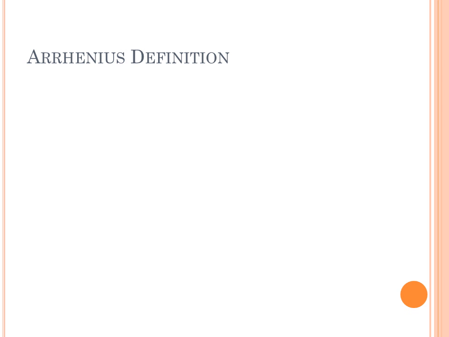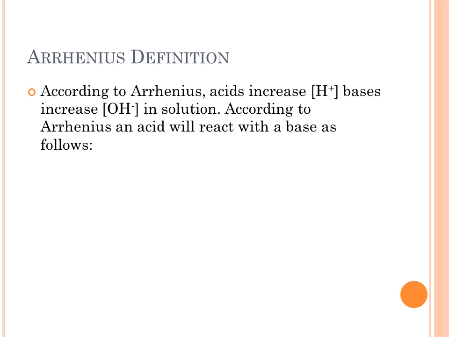Let's talk about some definitions of acids and bases. The simplest definition is the Arrhenius definition. According to Arrhenius, acids tend to increase the hydrogen ion concentration, where bases increase the hydroxide ion concentration in solution. According to Arrhenius, an acid will react with a base, where the acid and the base will chemically react to form a salt and water.